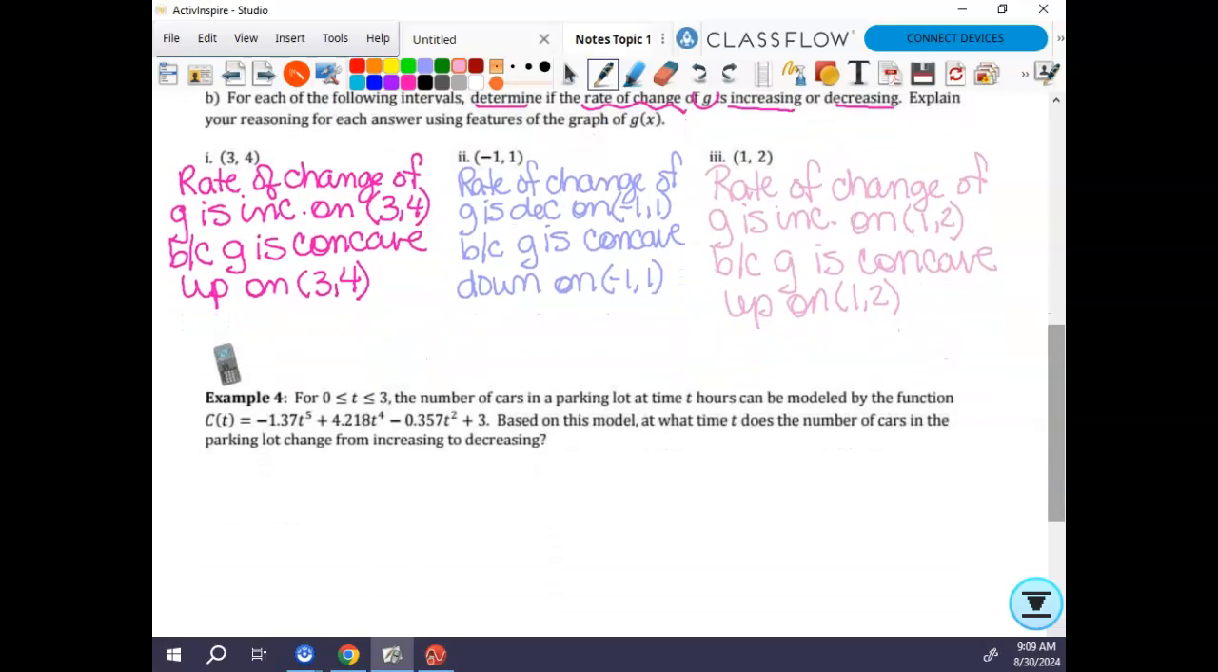And you can check yourself there. So the rate of change of G is increasing on 1 to 2 because G is concave up on 1 to 2. We're all okay with that?